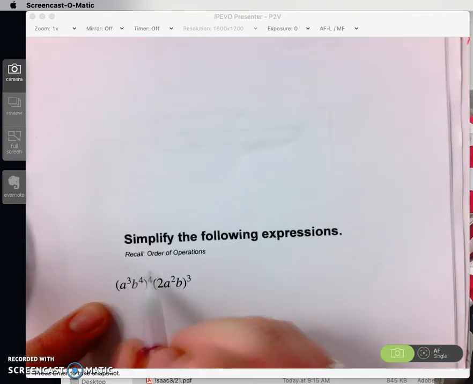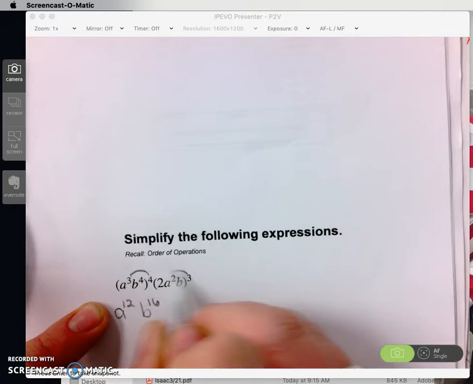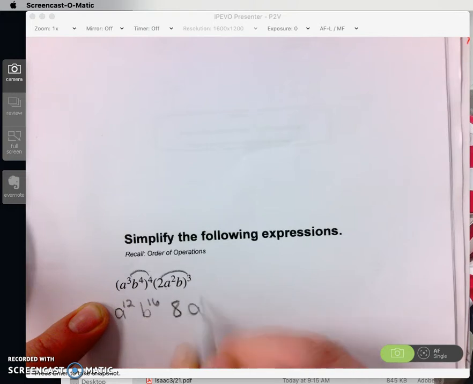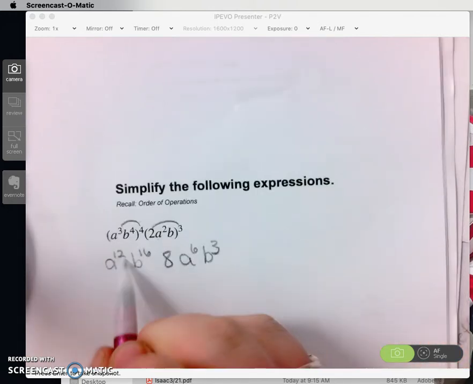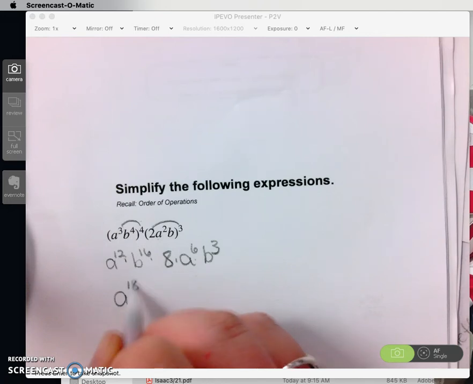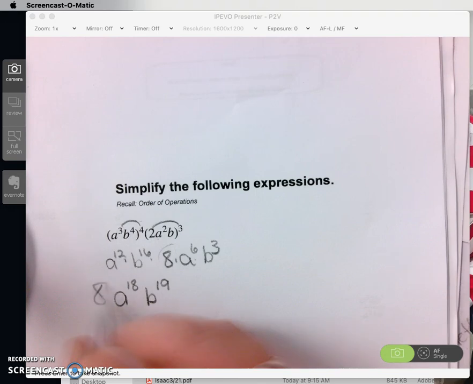Alright, so we have a to the 12th, b to the 16th, 2 to the 3rd power is 8, a to the 6th, b to the 3rd. Then I can combine like terms. If I'm multiplying, I add all their exponents. So a to the 18th, b to the 19th, and then I have 8 here. So I can put that up first.